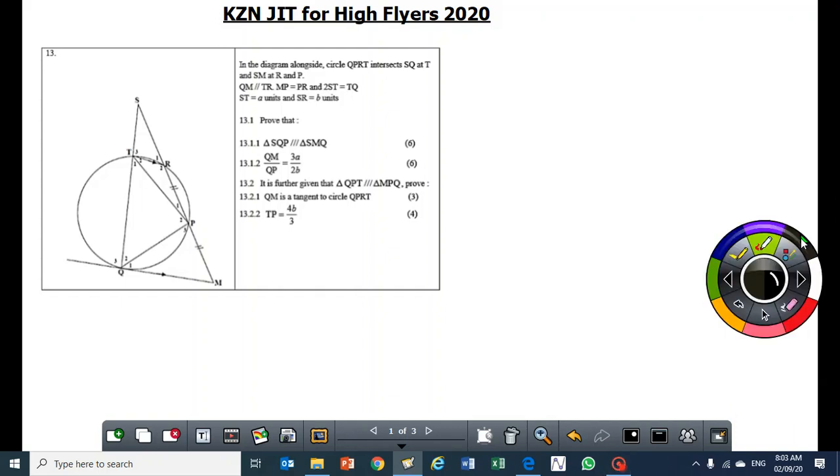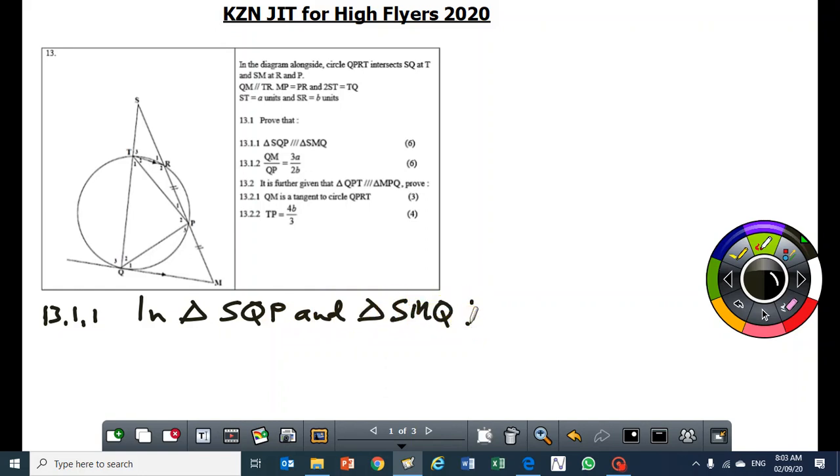Right, so the first one, 13.1.1. In triangle SQP and triangle SMQ, all we need is to prove two pairs of corresponding angles. That's all we need. Two pairs. Once we prove that two pairs of corresponding angles are equal, the question becomes a piece of cake.